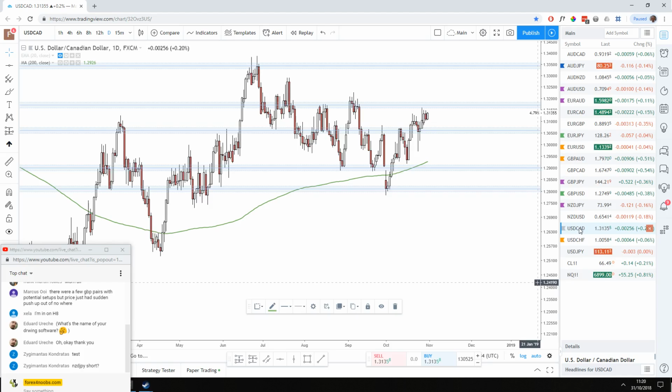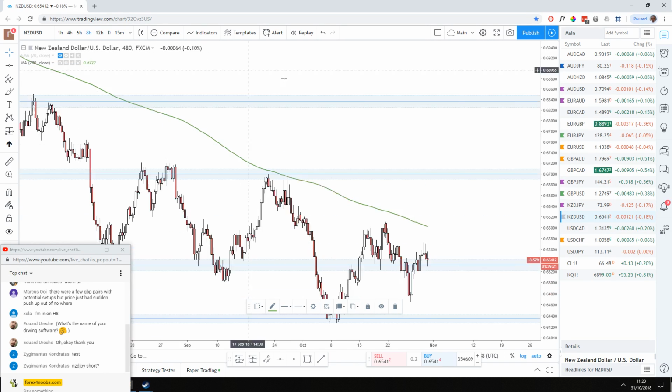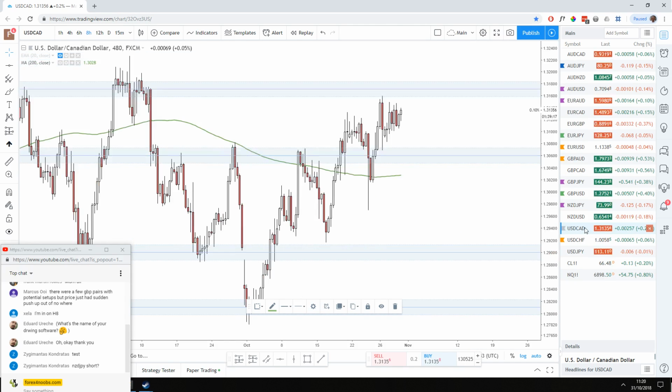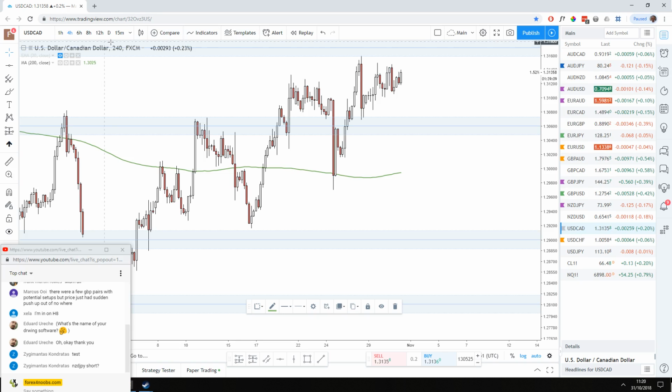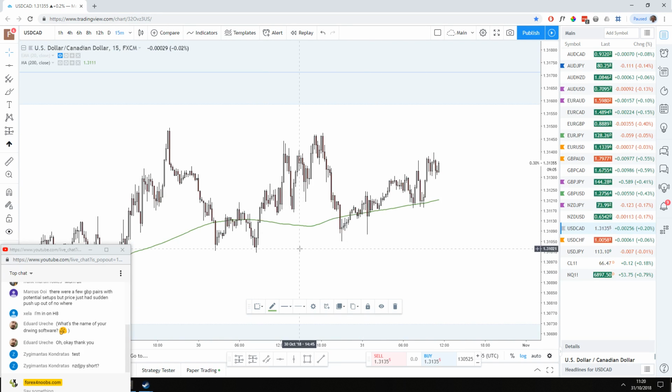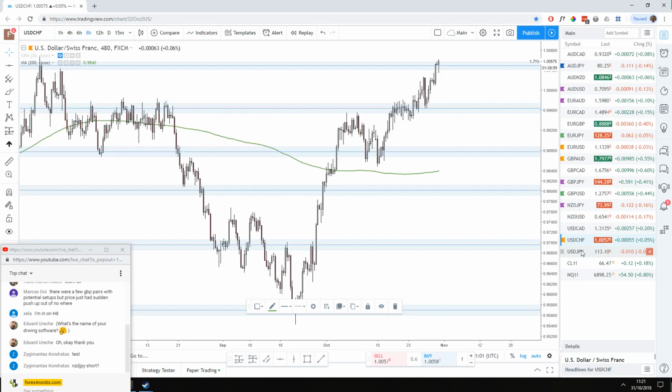New Zealand USD, not much going on. USD CAD. Oh, actually, I need to look at the 8 hour. Sorry, guys. I'm trying to rush through things and I'm failing. USD CAD, maybe. See how price is kind of going up and down in the same sort of range? That could be something. Or maybe the 15-minute. Nah. Way too messy.